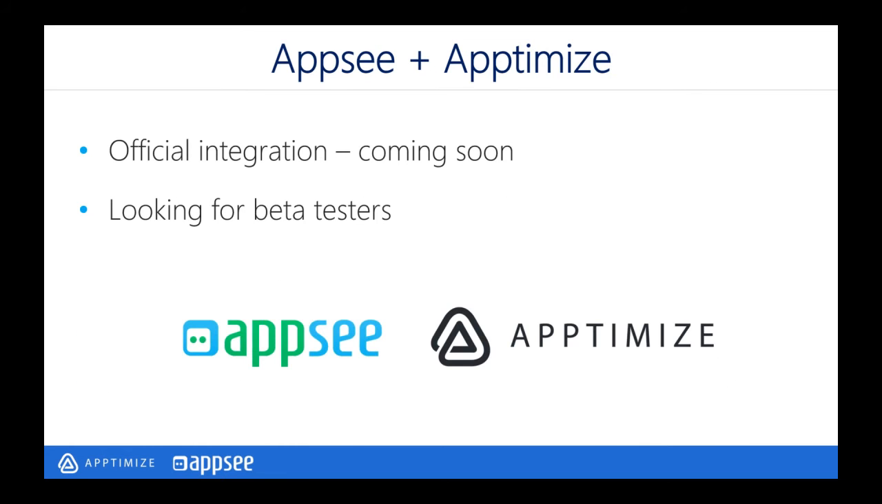So one very important note before we move on to the Q&A section. All the things that you've seen today, for example, the ability to watch session replay for different versions and different variations, the ability to compare different heat maps for different tests, are going to be available very soon in the AppSee dashboard once we complete the integration with Optimize. So we're very close to releasing a beta.